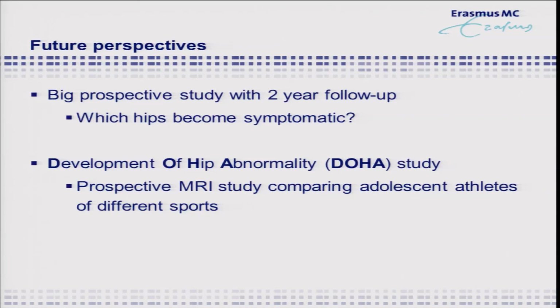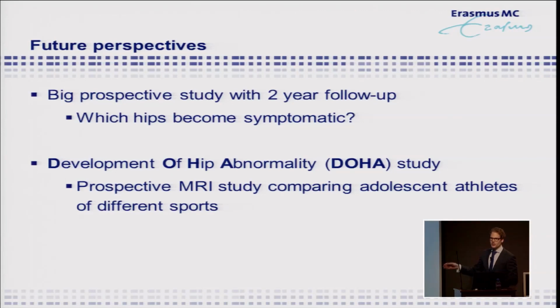And the second study which is going to start here is an absolutely great study. The development of hip abnormality study, or DOHA study, by Paul Dijkstra. And this is basically a prospective MRI study comparing adolescent athletes of different kinds of sports, and it will provide much more information on how a cam deformity develops and whether there might be future preventative strategies.